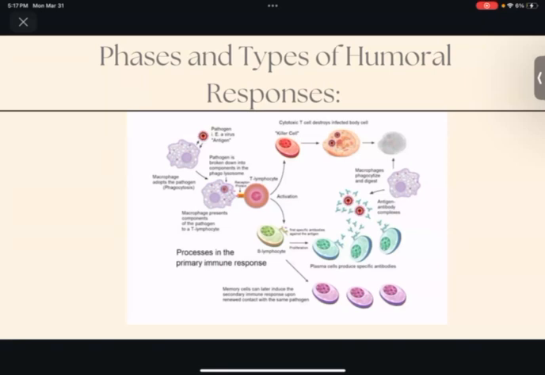Lastly, memory B cells, despite not being capable of secreting antibodies, survive for long periods of time circulating in the bloodstream and respond rapidly upon reintroduction of their respective antigens.